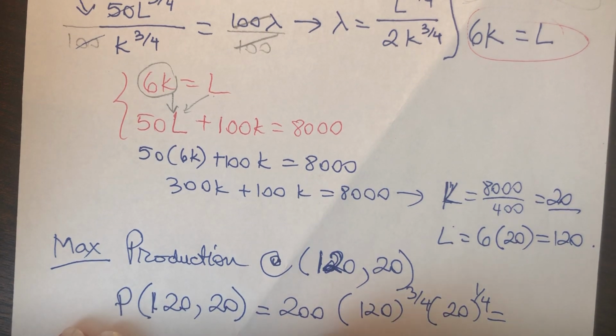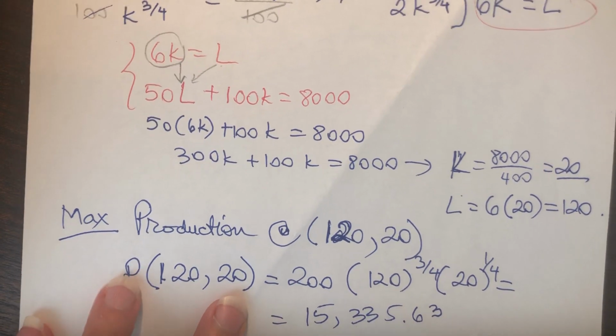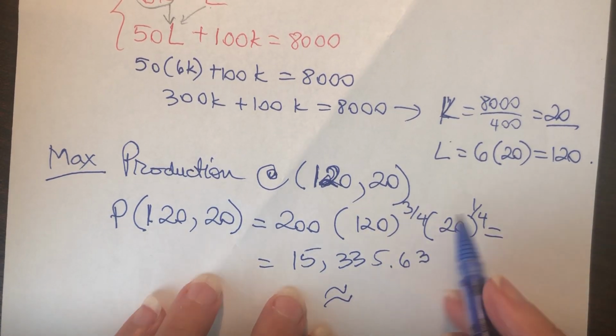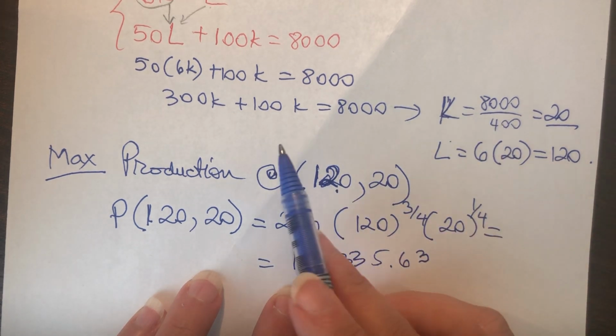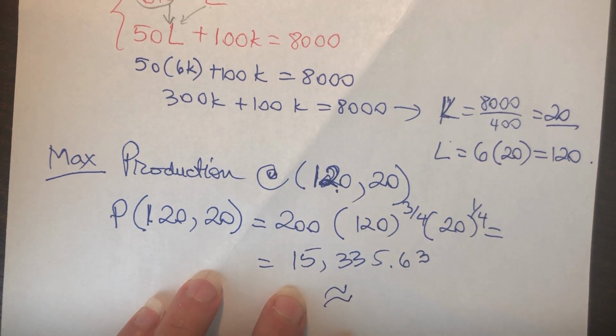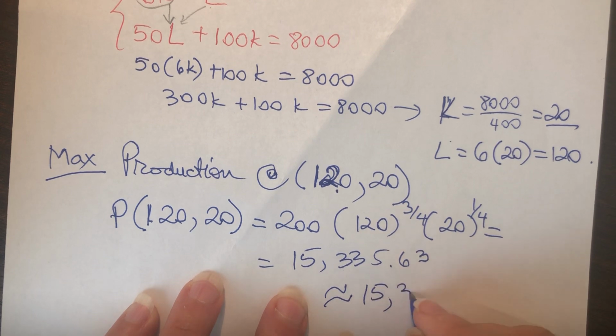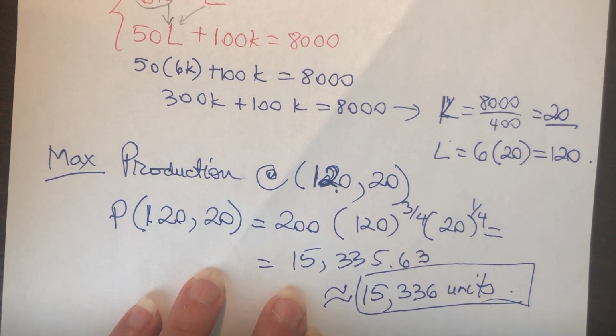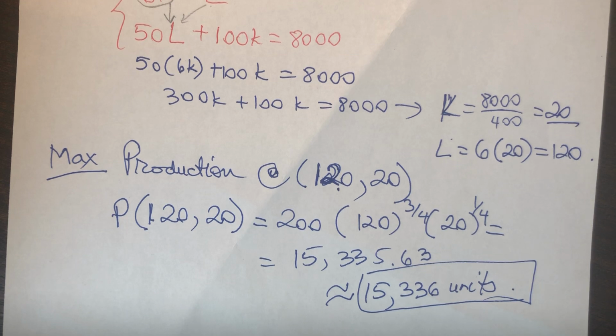I'm getting 15,335.63. So again, about what? These are units, right? These are not dollars. So 15,336 units produced. Okay, all right. Now, maximum amount of units under this budget constraint. That looks pretty good.